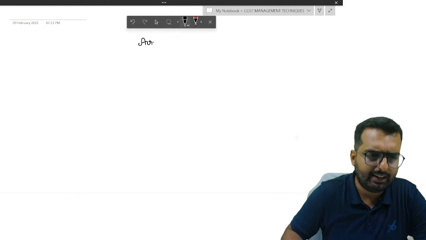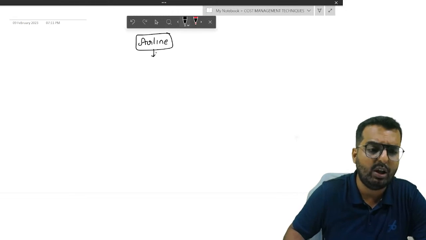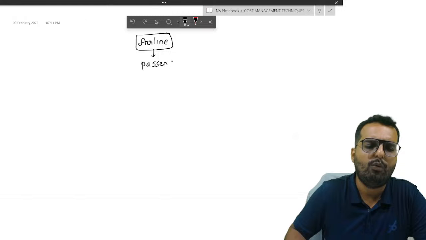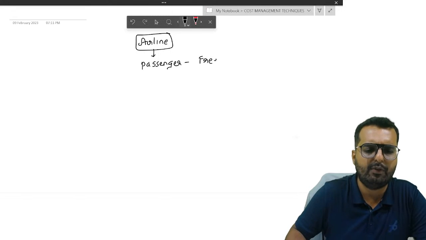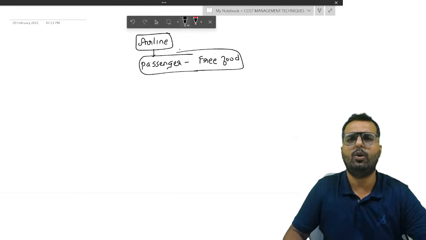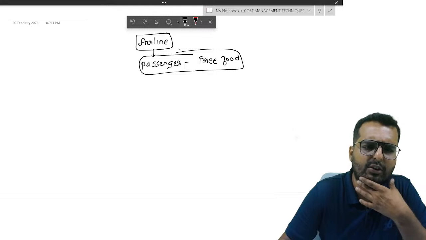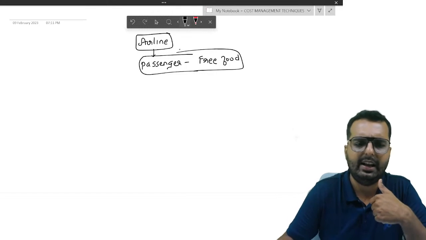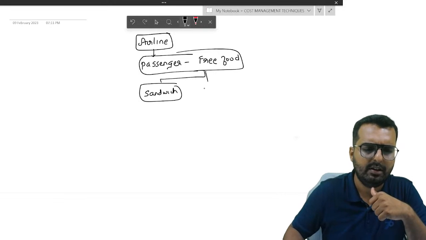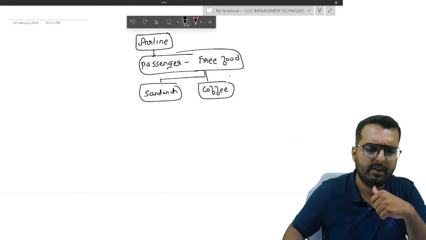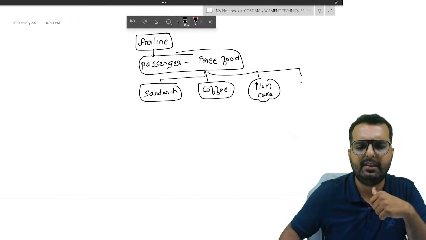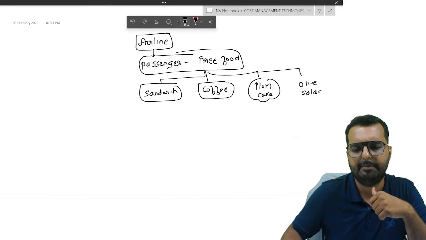This is an example of an airline industry. I think I would have given it over here. In this airline, what happens is every passenger was given free food. Now, if you have flown in an airline, you would know that normally the ticket price includes food free of cost. In this food, they had the following: sandwich, coffee or tea, a plum cake, and along with this, an olive-based salad.